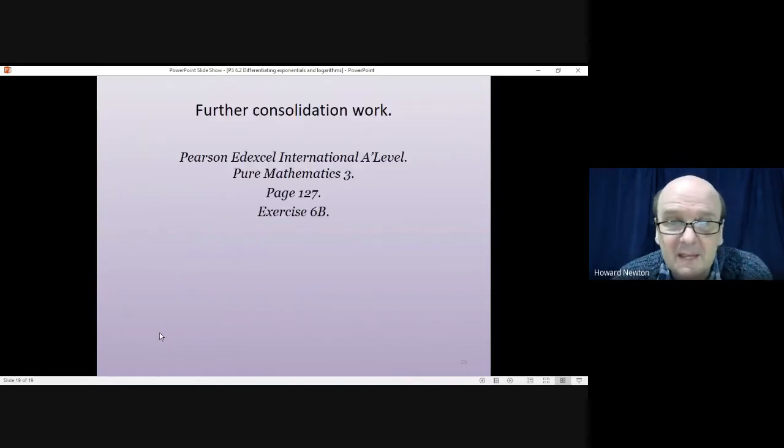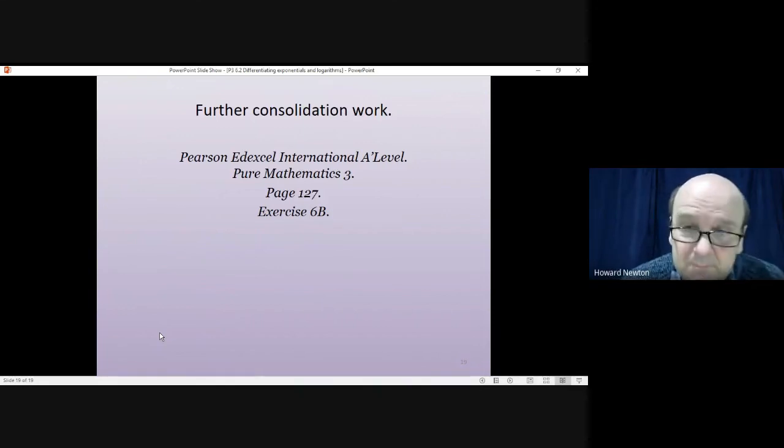Okay, that gets us to the end of this lesson. If you've got the textbook, turn to page 127 and have a go at exercise 6b.